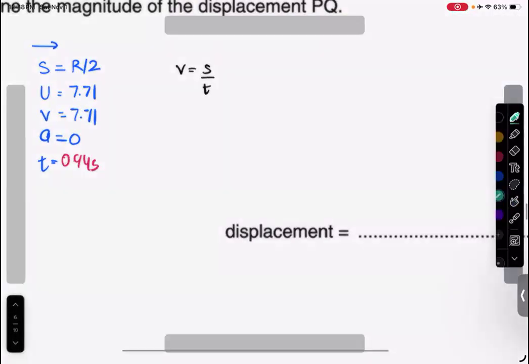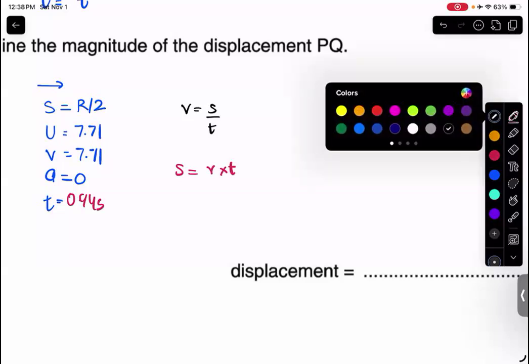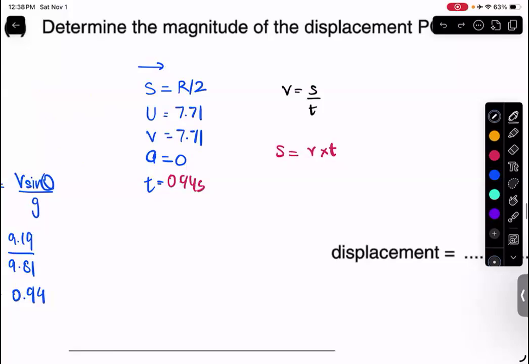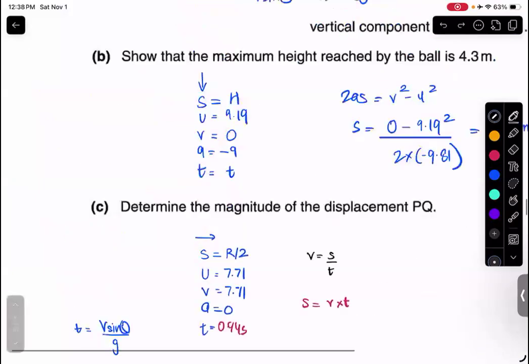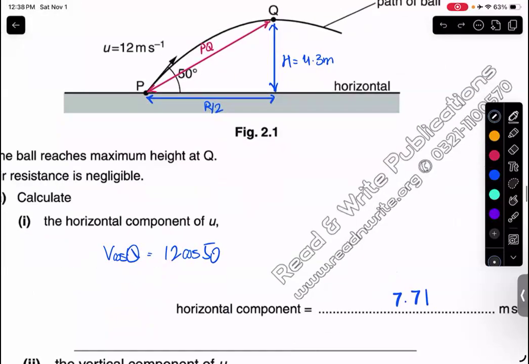Okay, we want to find out S. S in this case is, by the way, R over 2, right? So that's just going to be S equals V times T. And we want to find out half of the journey, right? Because I substituted 0.94 over here, because this is the time taken to get from here to here. So that's why I'm also taking half of the range. Okay.